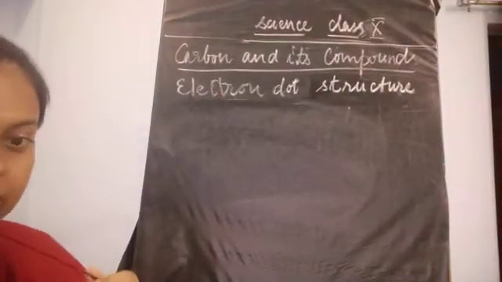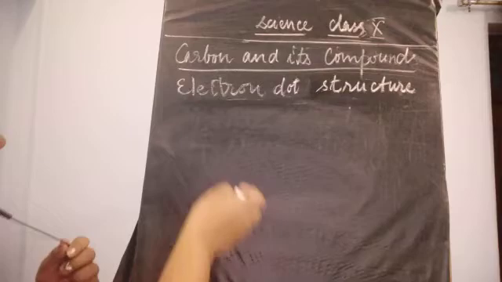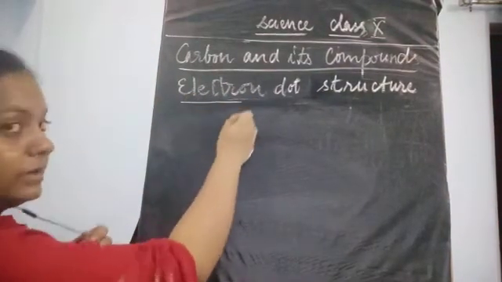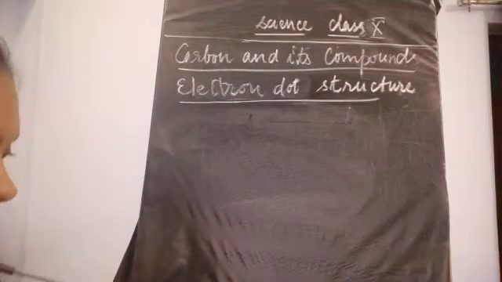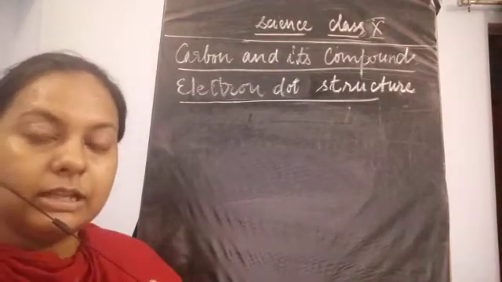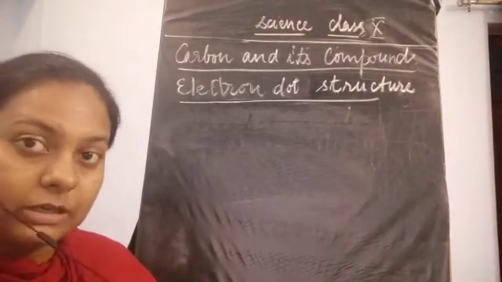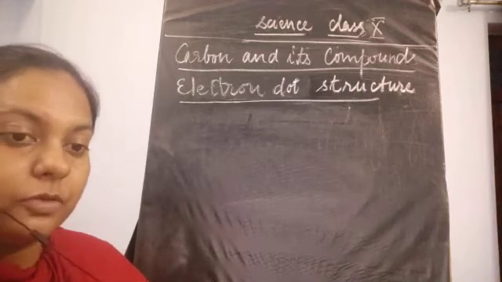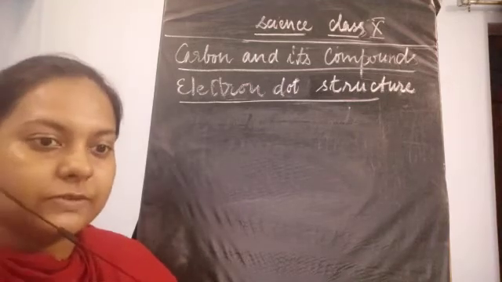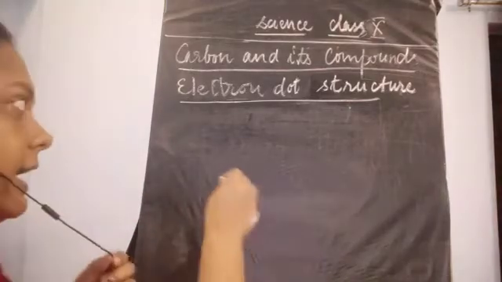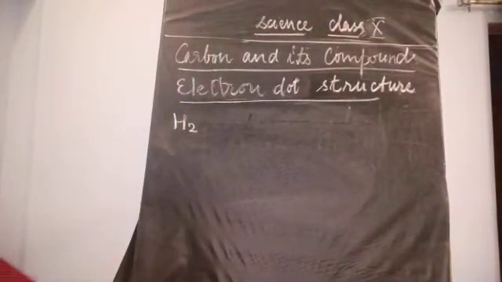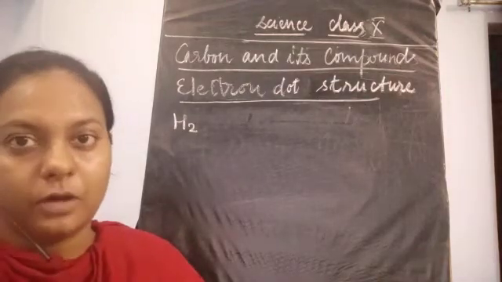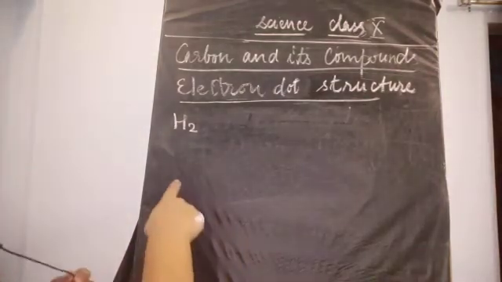Now I must tell you that we are going to start with the simple atoms. How is the electron dot structure going to be represented in the form of simple atoms? First, how the molecules are formed from those simple atoms. We are firstly going to take the hydrogen atom, and see how the hydrogen molecule is formed. So we'll first take up this hydrogen molecule.